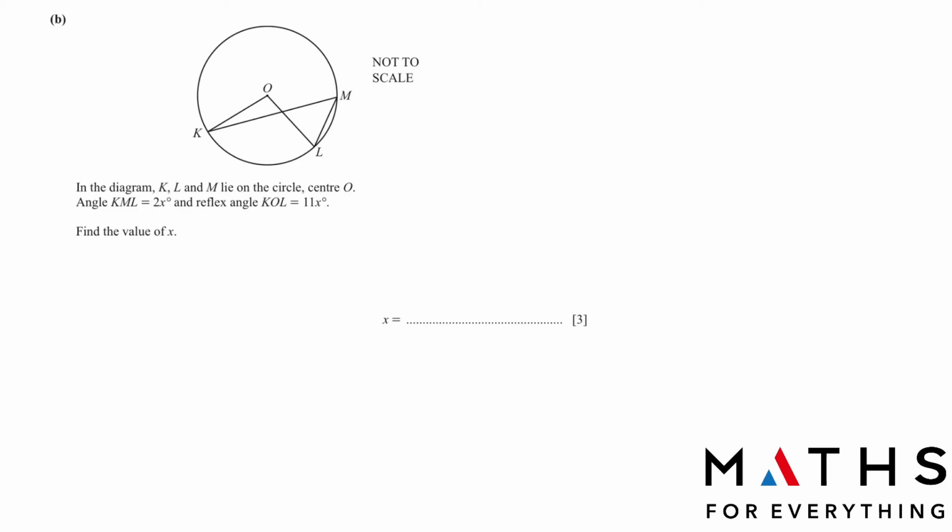Part B. In the diagram, K, L, and M lie on the circle center O. KML is 2x, and the reflex angle KOL is 11x. Find the value of x. So this is 2x and this is 11x.